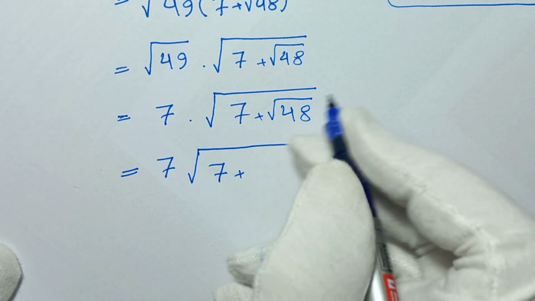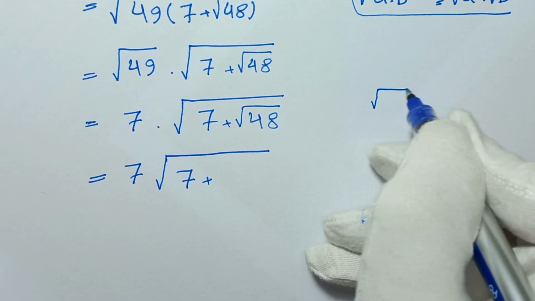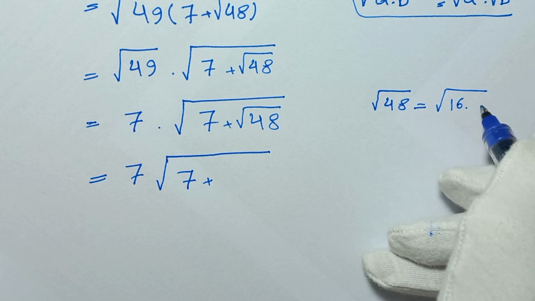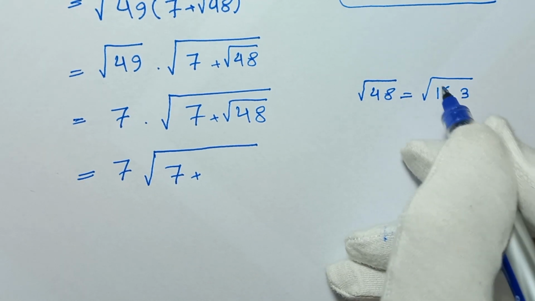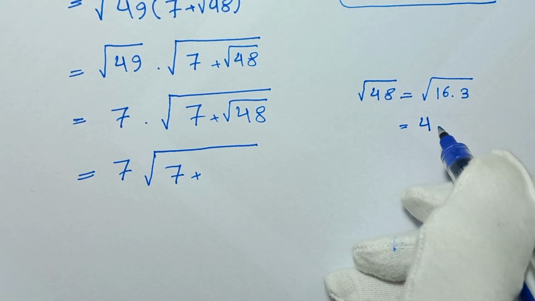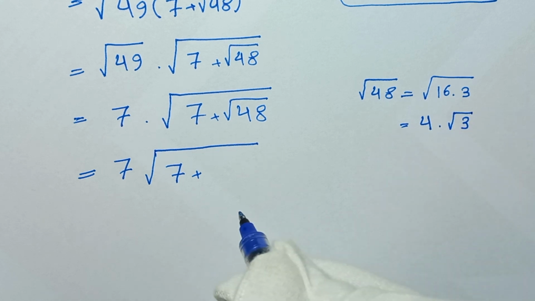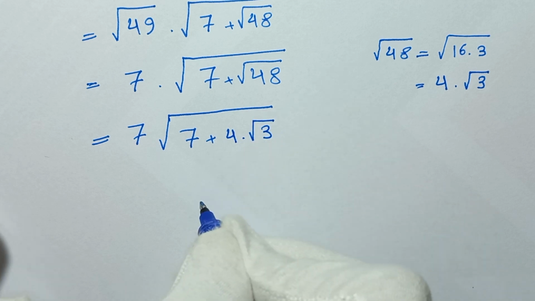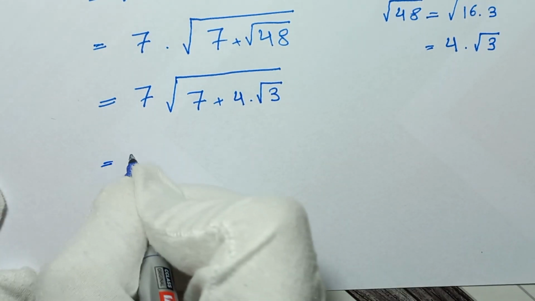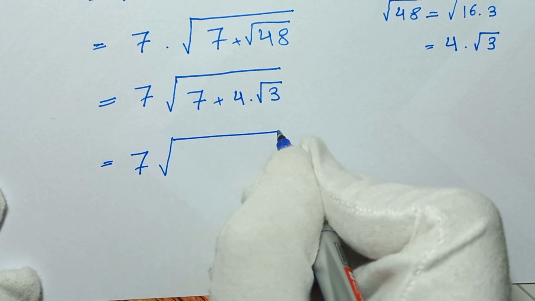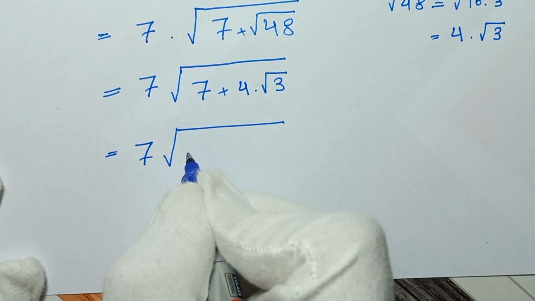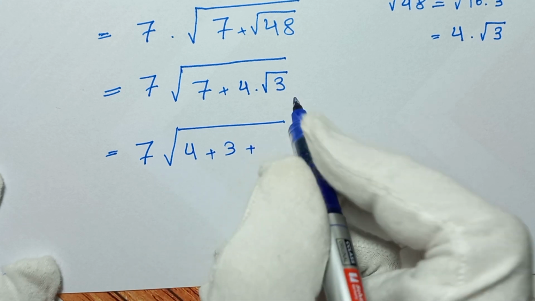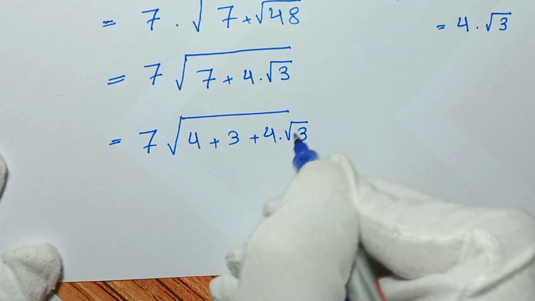We can write the square root of 48 as the square root of 16 times 3, right? And the square root of 16 is 4, so it will be 4 times the square root of 3. So we write this as 4 times the square root of 3. And it will be 7 times, here we have 7, so we can write this as 4 plus 3, right? And plus 4 times the square root of 3.